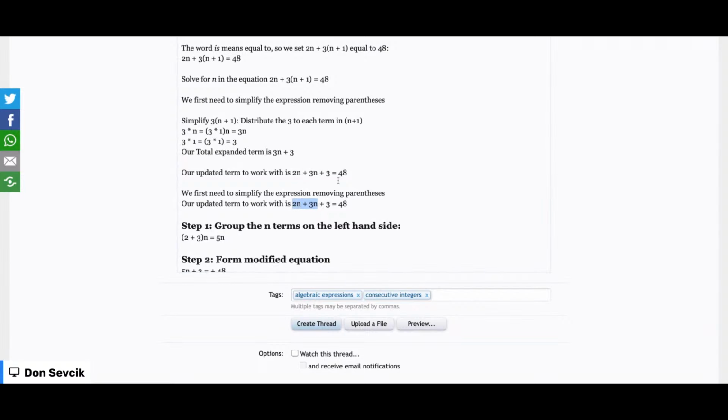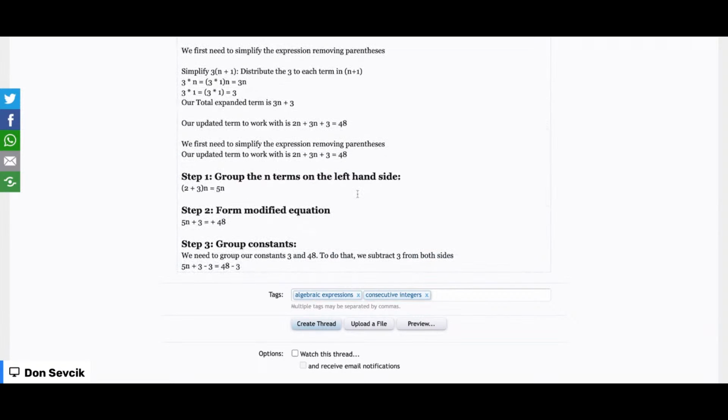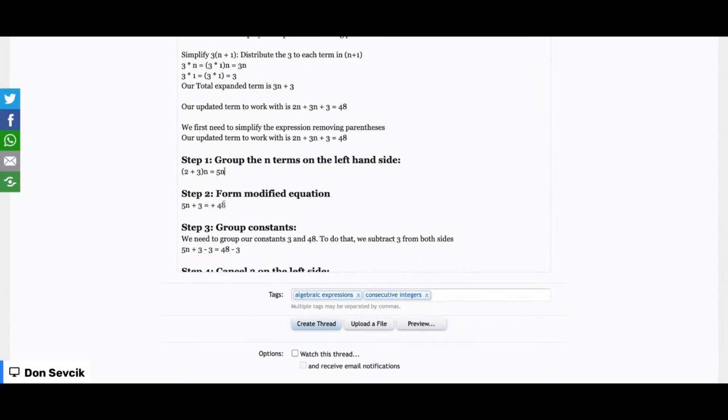We have like terms here. So let's group them and simplify even further. 2n plus 3n is 5n. So this turns into 5n plus 3 equals 48.